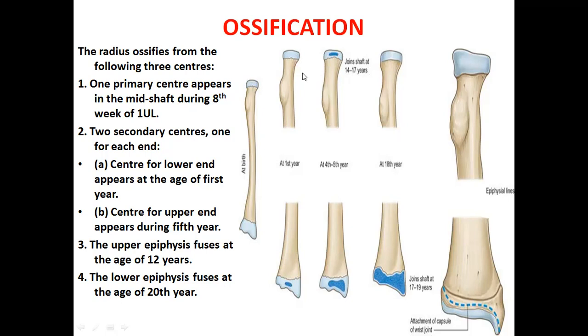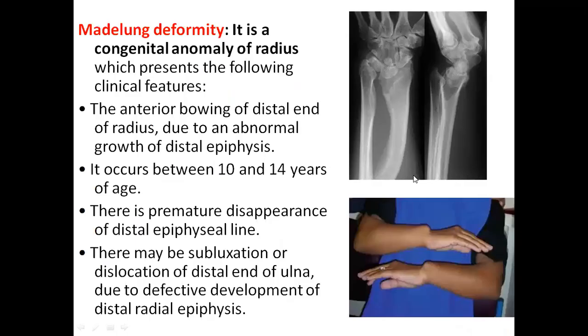Then the upper epiphysis fuses at the age of around 12 years and the lower epiphysis fuses at the age of 20 years. Okay, so that means which part of the bone is the growing end of the bone? Lower end, because it is going and meeting with the shaft, that is the diaphysis, at later age.